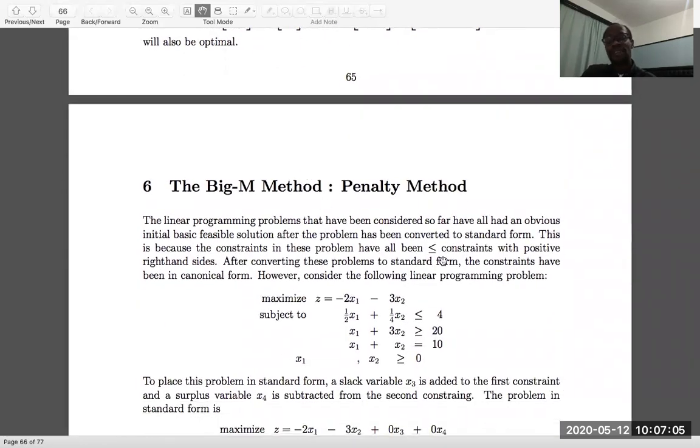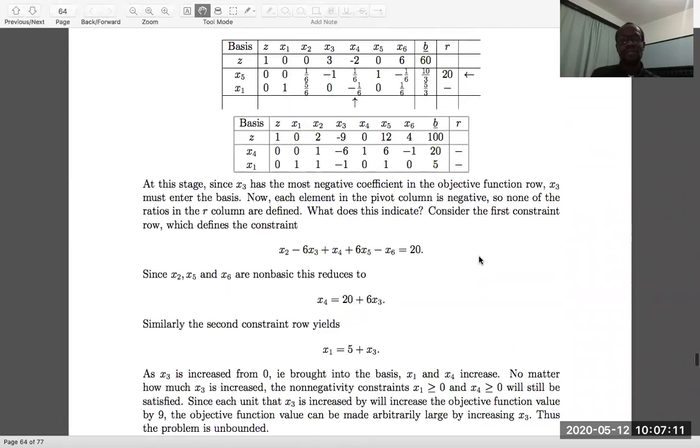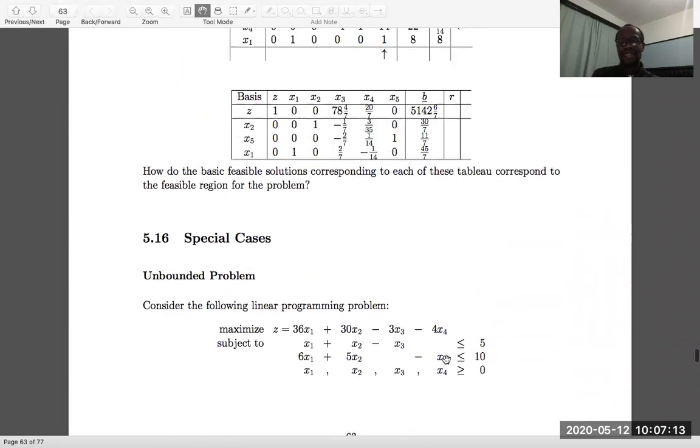Okay, the big M method, the penalty method. So far so good. We managed all the questions we have seen so far. They were very well behaved, i.e., they were just less than or equal to constraints. So what happens when you get things which are greater than, or something with equality? When you have an equation where, for example, x1 plus x2 minus x3 is equal to 5 instead of less than, what do we do?